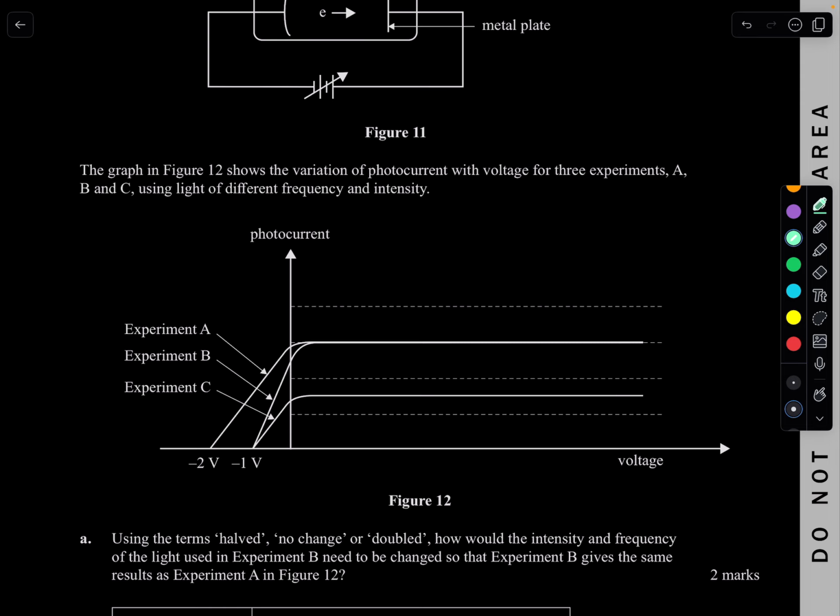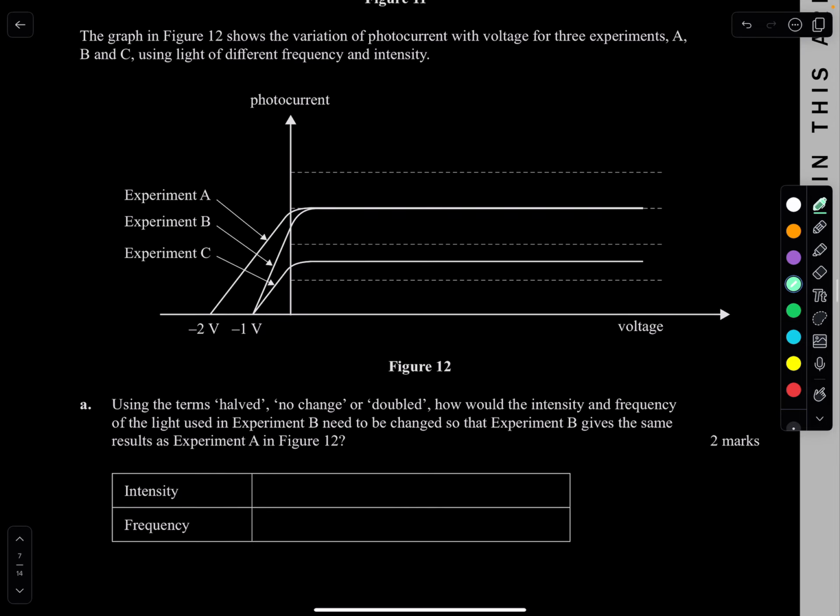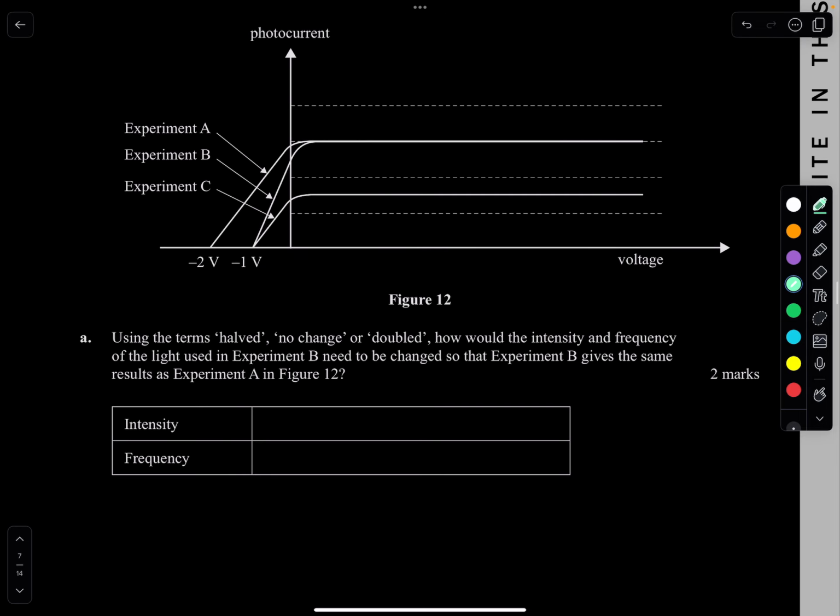Now you should straight away realize intensity affects photocurrent. Frequency only affects your stopping voltage. First thing always, don't forget about that. Part A: using the terms half, no change or double, how would the intensity and the frequency of the light used in experiment B need to be changed so that experiment B gives the same results as experiment A?